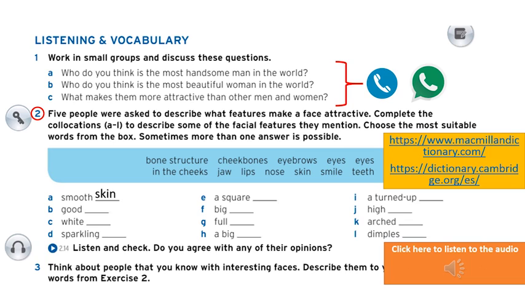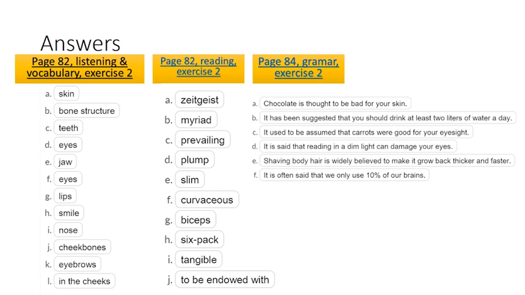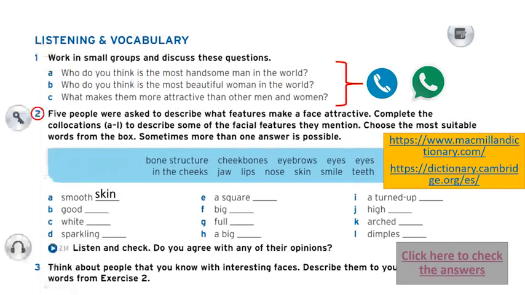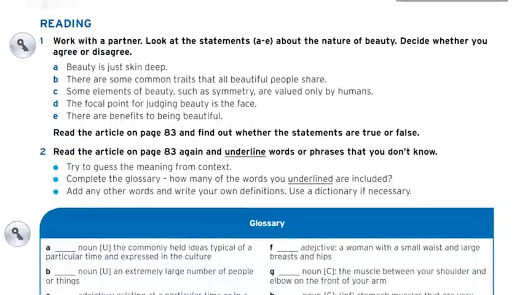Okay, there you go. You can play this audio again and again so that you can check your answers. Also, you can go to this section on the presentation to check your answers. You only have to click here, and here we have it on the page 82. These are the answers. Okay, very good. So let's continue with the next section, which is reading.